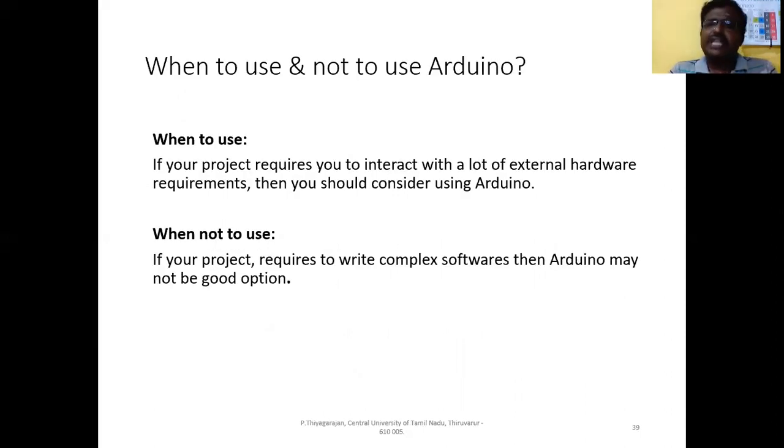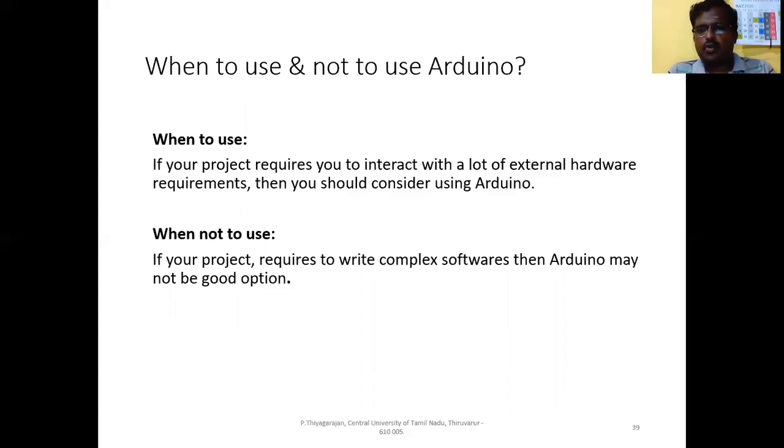Next, you're going to see when we can use Arduino, for what kind of project we can use this Arduino. If your project requires a lot of interaction with hardware components, then Arduino is the right choice. But when not to use Arduino is if your project requires complex software which has been coded in many other languages. Then this Arduino platform is not the right choice, and you have to go with the Raspberry Pi.